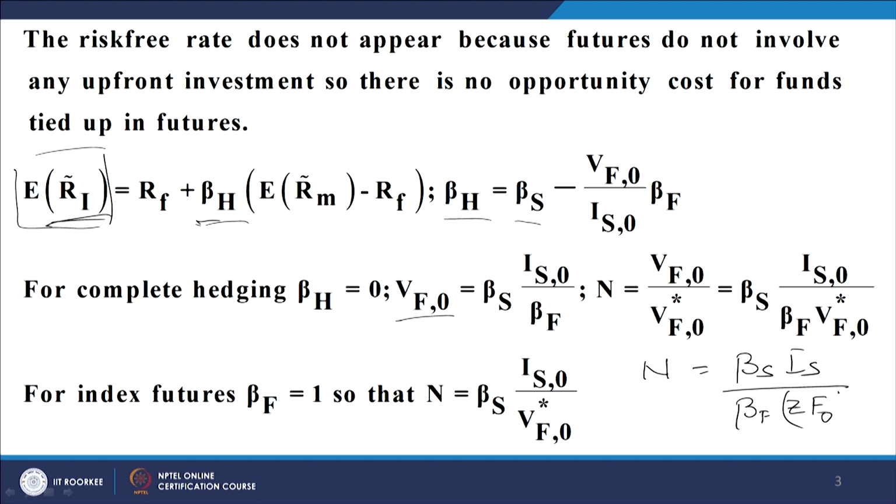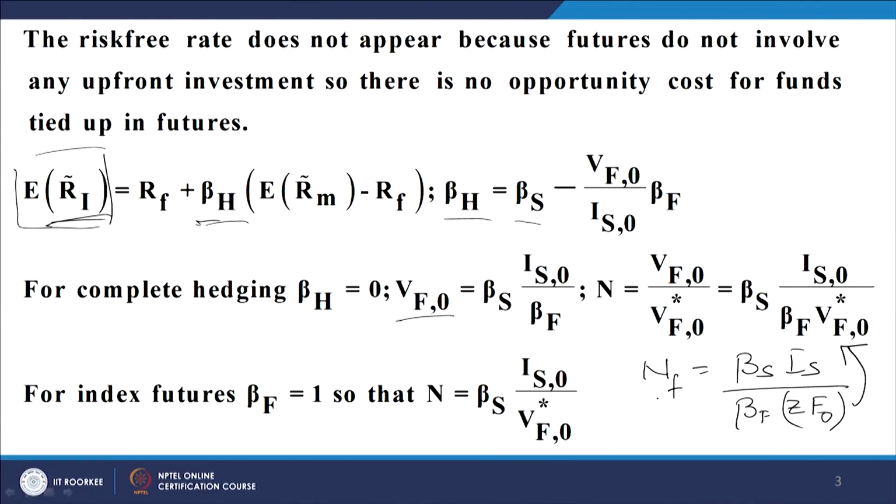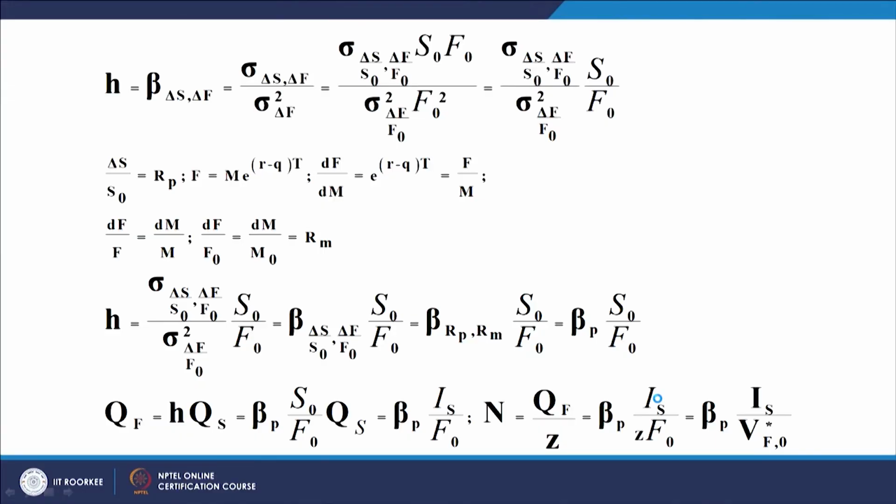This expression is nothing but the value of one futures contract, and what is f 0? That is the futures price per underlying. So, this is the expression for the number of futures contracts that we need to have for complete hedging of the systematic risk, complete beta hedging. This is another way of deriving the same expression, absolutely similar, same result. Okay, let us do an example.